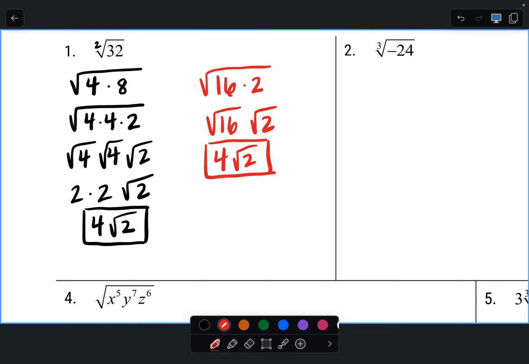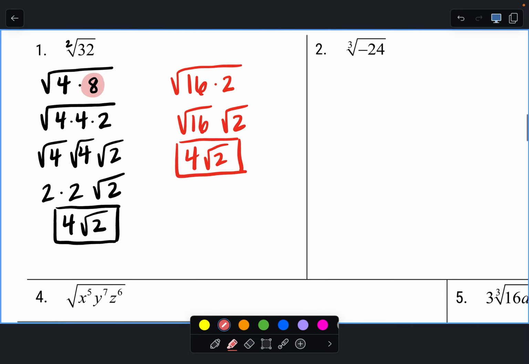With number 3, just reiterating some things. If you don't see a number here, this is the index. It's a 2. If there's a blank there, it's 2. Now I'm going to write this out in long form. When I have x to the power of 5, what's really happening there? x times x times x times x. So I really have x, x, x, x, x, right?